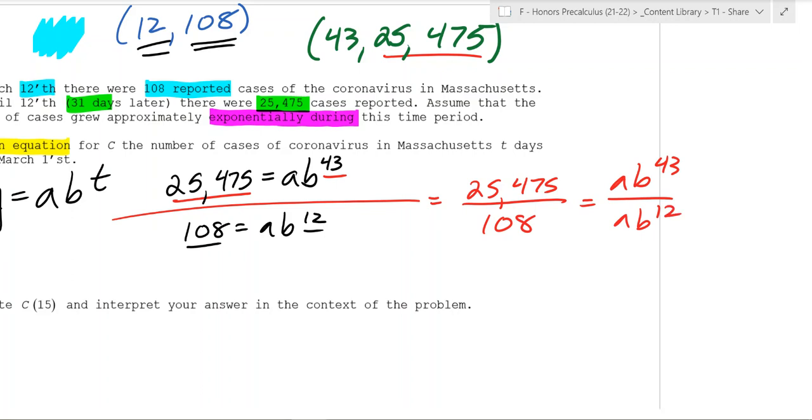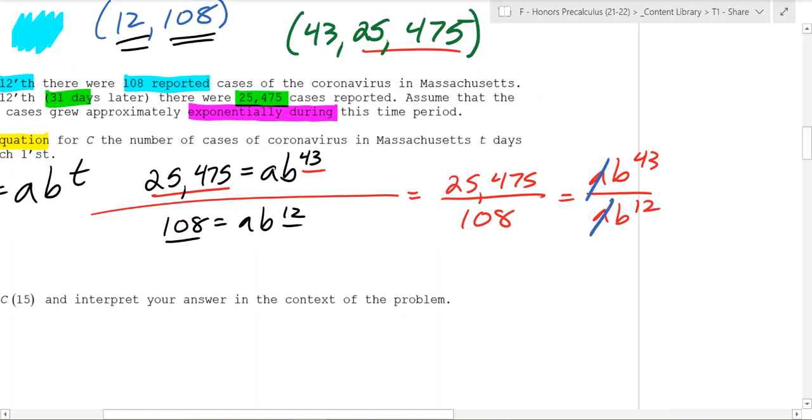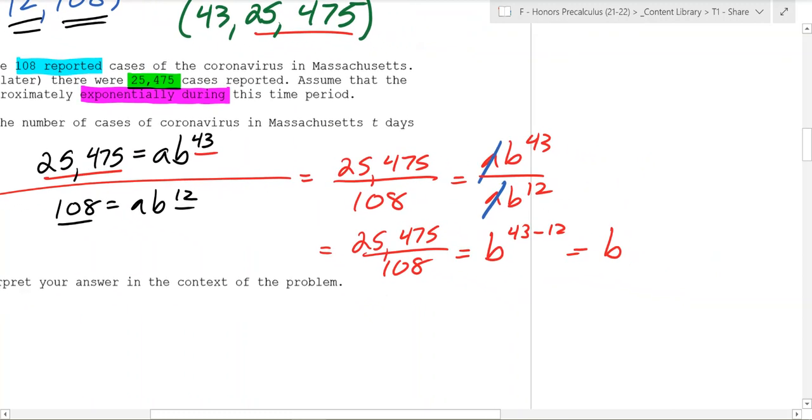The nice thing here is that the a's cancel, and because of the rules of exponents, you end up with this decimal here, and you definitely use a calculator. 25,475 over 108 equals b to the, you subtract the powers, which is b to the what power? b to the 31st.